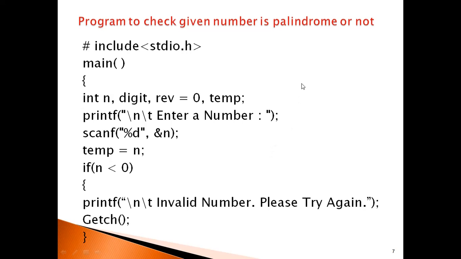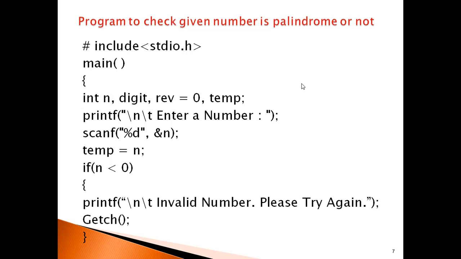What is a palindrome? A number is a palindrome if the reverse of the number is equal to the number. For example, if you enter 121, the reverse of the number 121 is again 121 only. It is called a palindrome number.